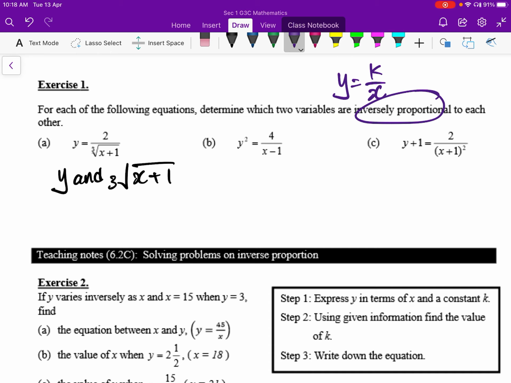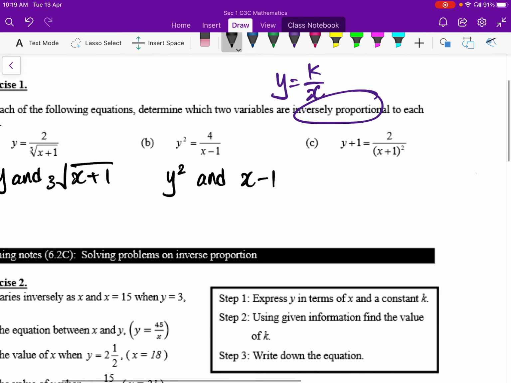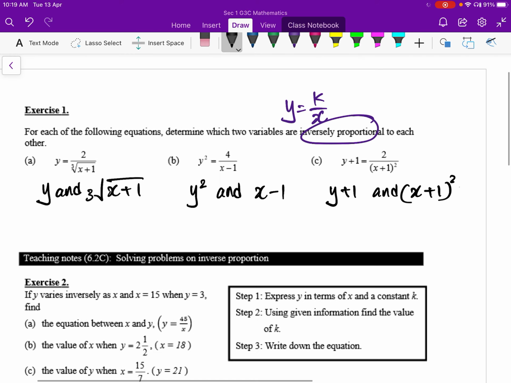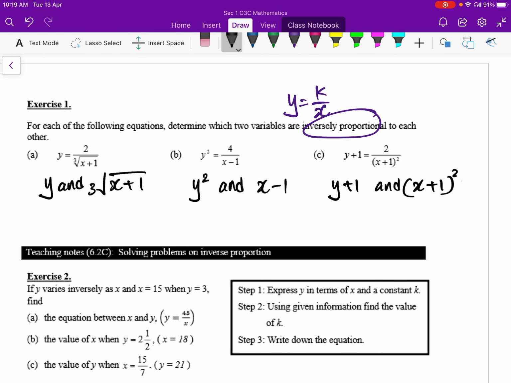Now in the second example, we have y squared is inversely proportional to x minus 1. Then the final one, y plus 1 is inversely proportional to x plus 1 squared. So I'll just like you to write down at the bottom, the k value is actually 2, the k value is 4, and the k value is again 2 in the last case.